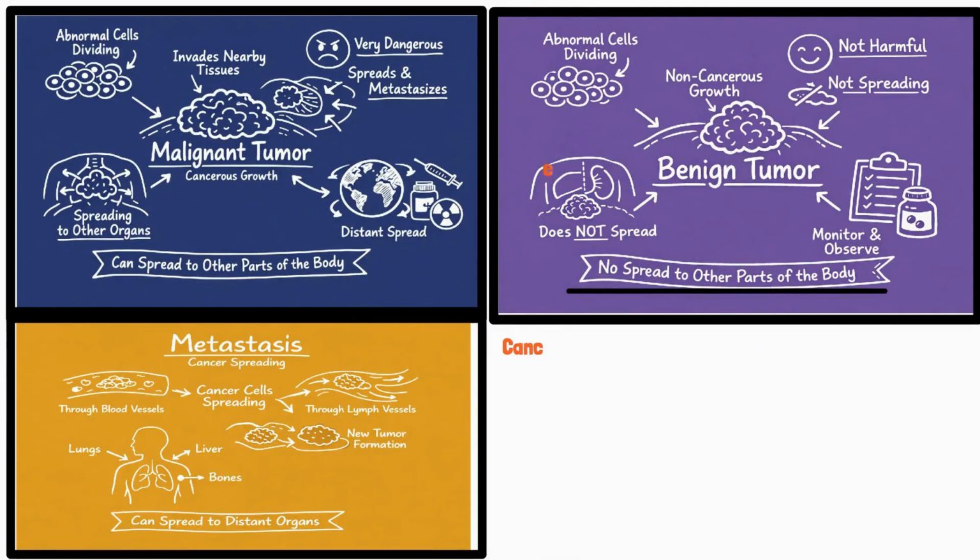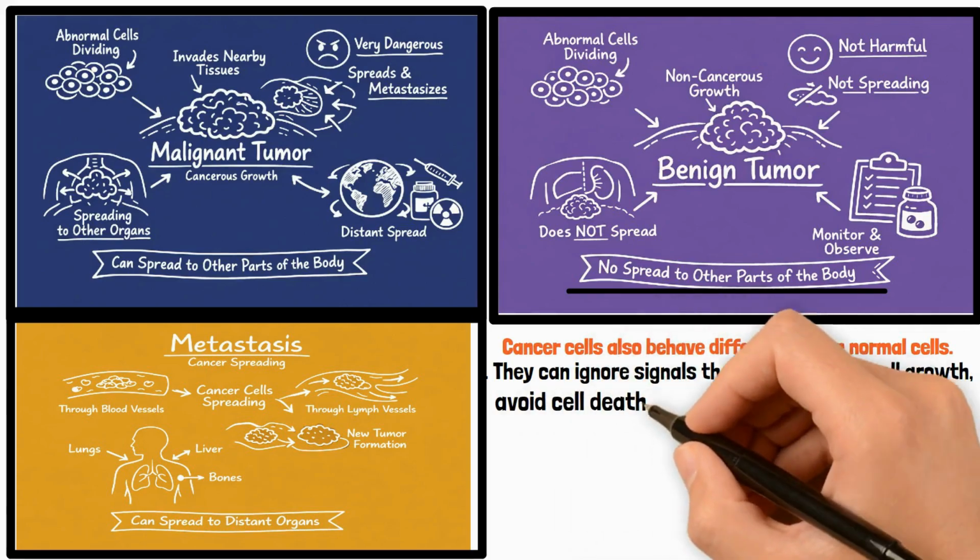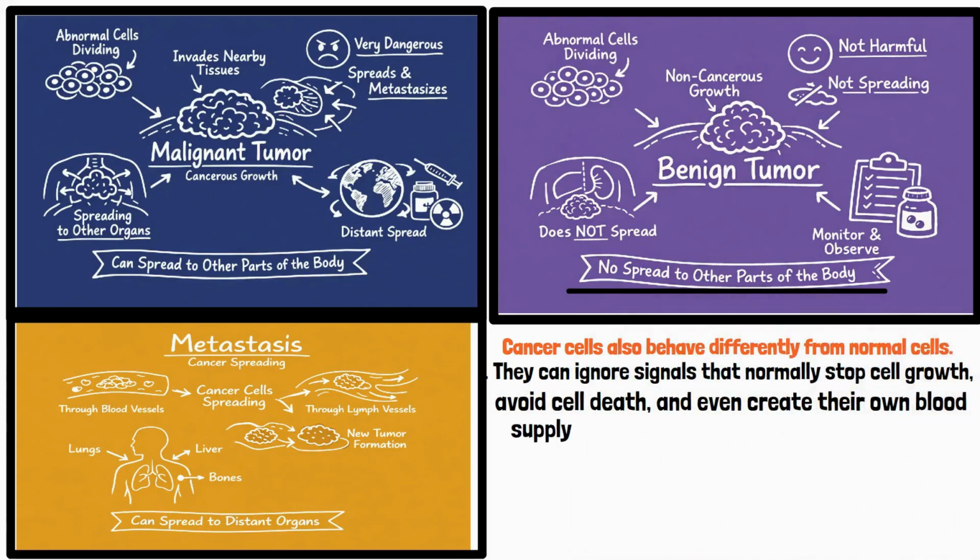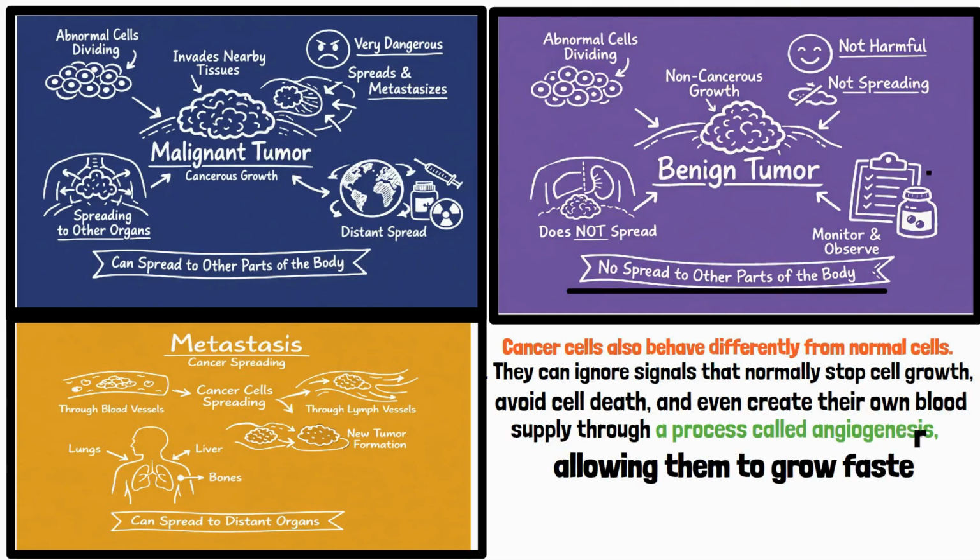Cancer cells also behave differently from normal cells. They can ignore signals that normally stop cell growth, avoid cell death, and even create their own blood supply through a process called angiogenesis, allowing them to grow faster.